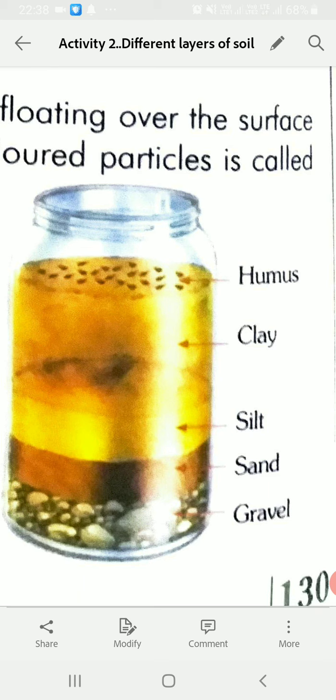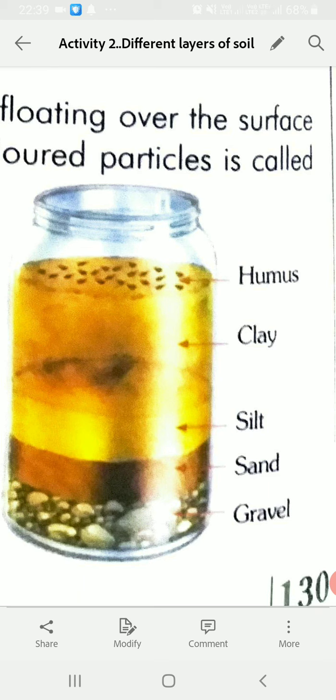Now we stir the mixture and then keep it at a place for settling. After half an hour you will see that the particles are settling down. The bigger one, here you can see the gravel. The lowest layer is occupied by gravel, which is the biggest and heaviest.